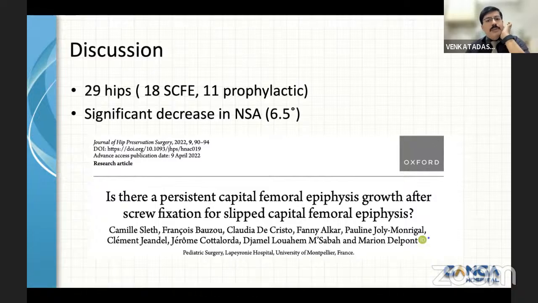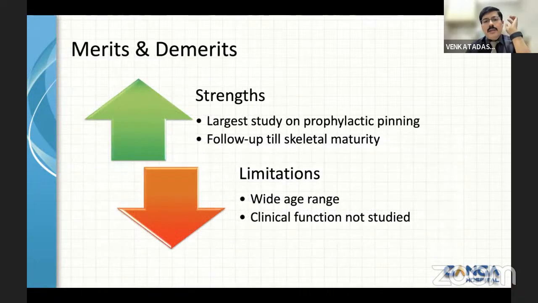So these were the only two papers which have properly looked at prophylactic pinning. If you look at the strength of the study, we had a good number of patients whom we followed up till skeletal maturity. And the problems are, you have a wide age range. As I said, we had patients as young as 9 to as old as 16 years. And we did not study the clinical effect of this altered morphology, whether an altered morphology, decreased articulotrochanteric distance, clinically really matters. That aspect is also not studied.